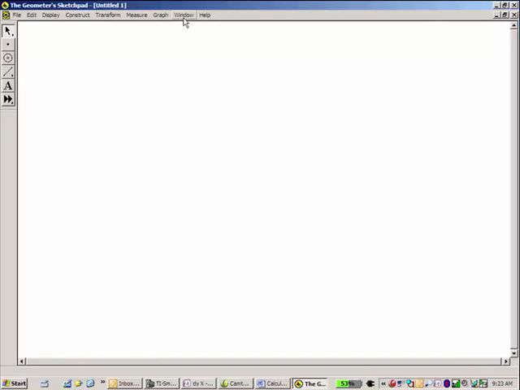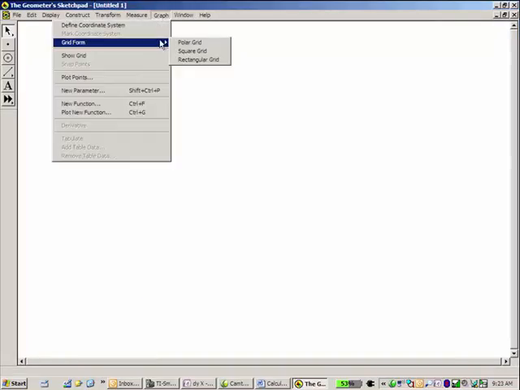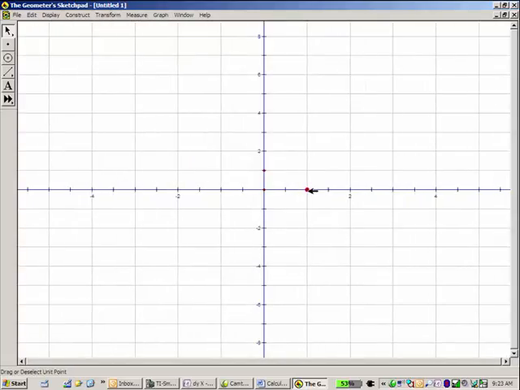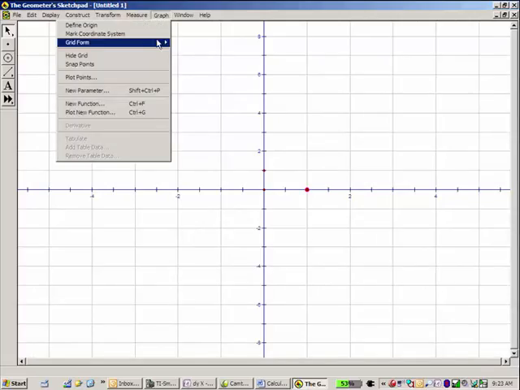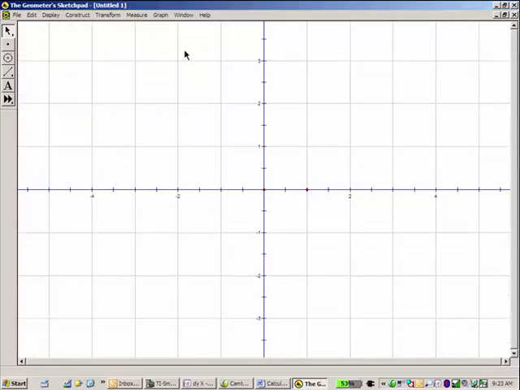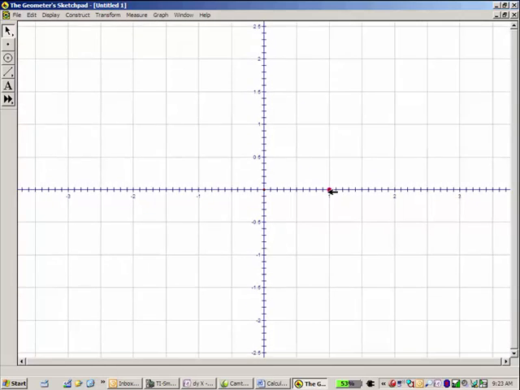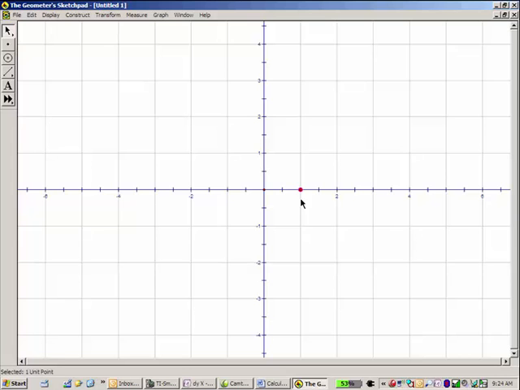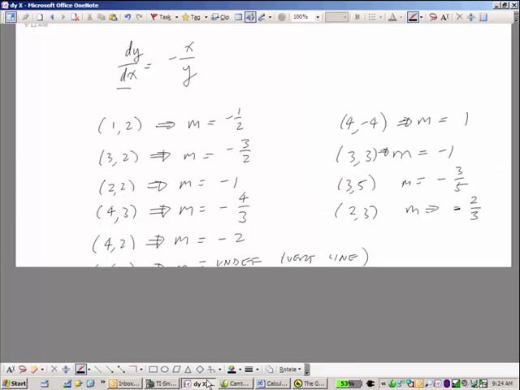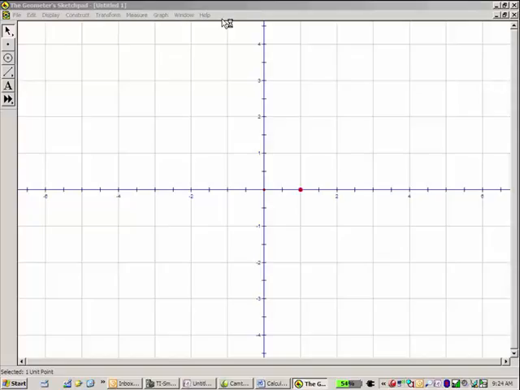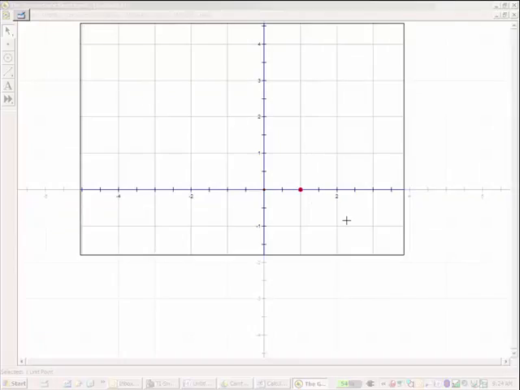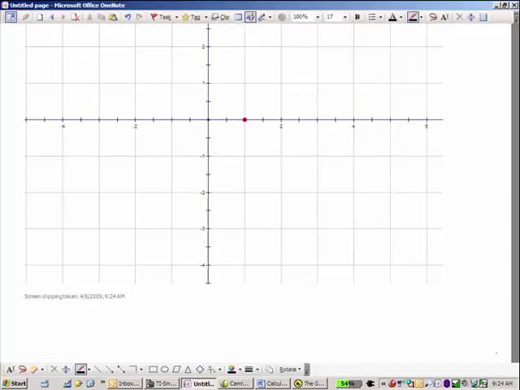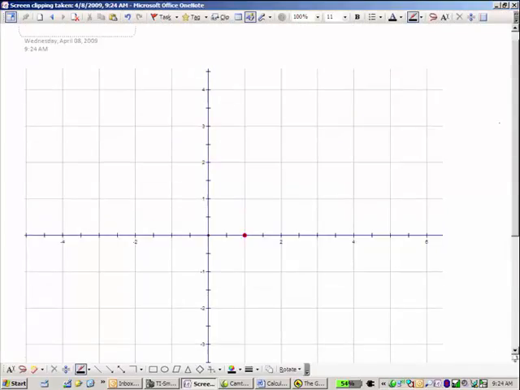And I'm going to start drawing those in. So graph, rectangular grid. Oh, that's not what I wanted. Okay, that'll work. And I'm going to grab that graph. Okay, and then for each of those points, I'm going to start graphing.